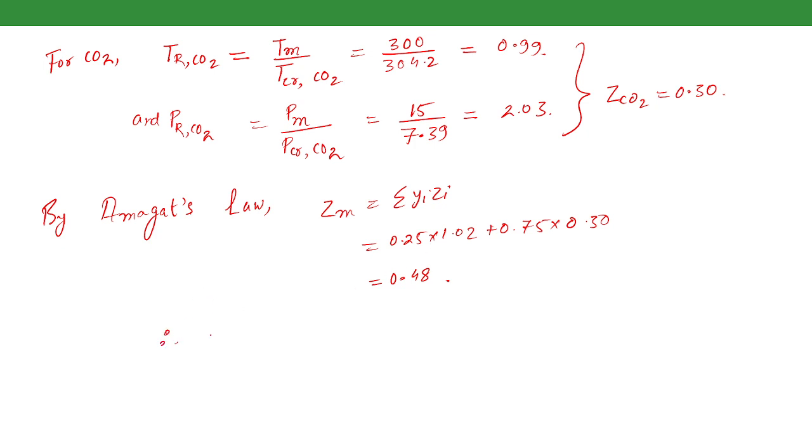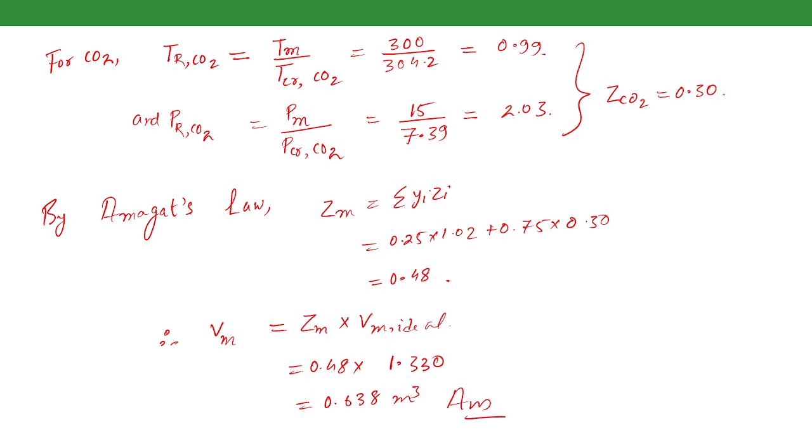Therefore, the volume of the mixture as per Amagat's law and using compressibility will be this compressibility multiplied by the volume that we obtained from the ideal gas equation. So this is 0.48 multiplied by 1.330, that is equal to 0.638 meter cube. So I hope this is clear to everybody. If there is any doubt, you can ask.